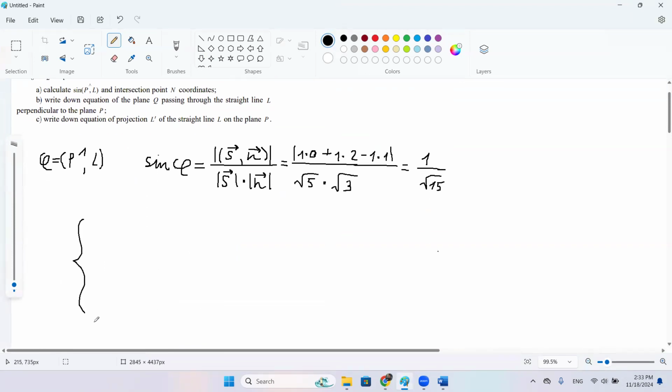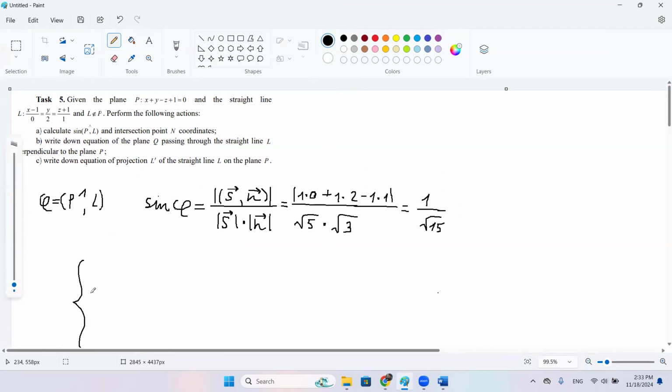So let's start solving. We have revised the intersection point of the plane and the straight line a lot of times today.